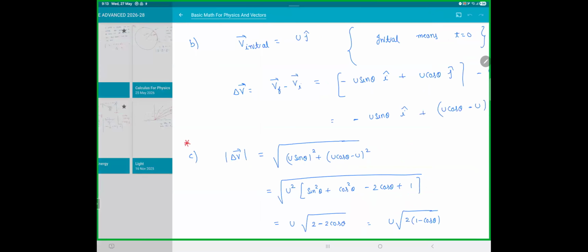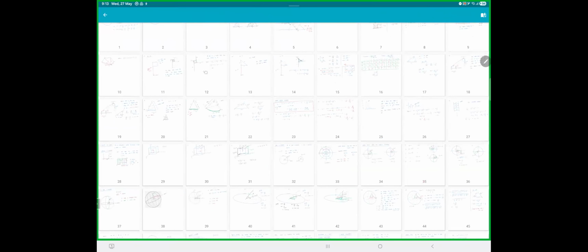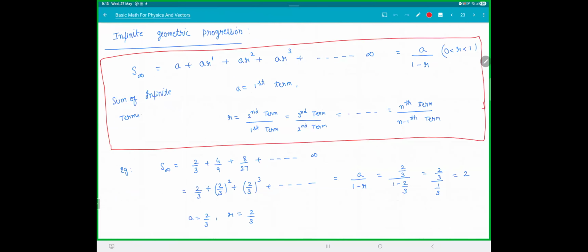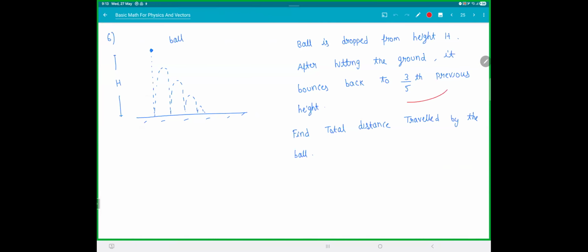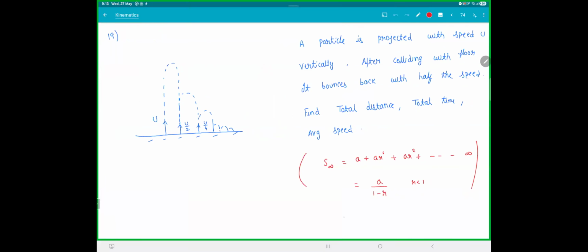If someone doesn't remember this, where did we do this? There. We did it here, page 23, basic math. We did a similar question here. I said 3/5. So you should refer to this. Page 23, basic math.